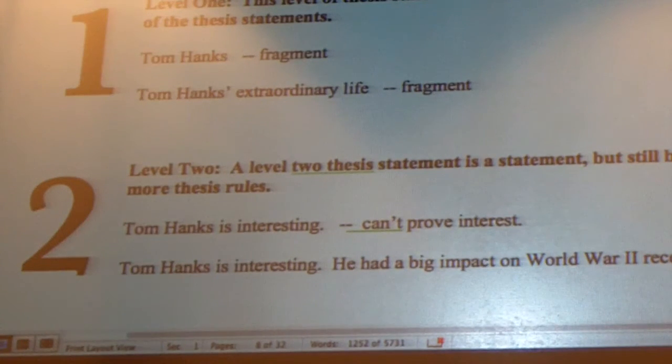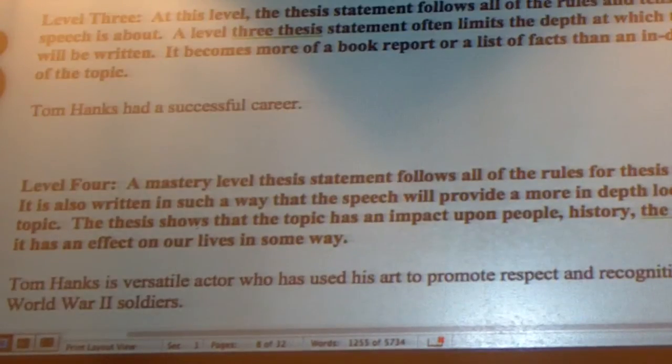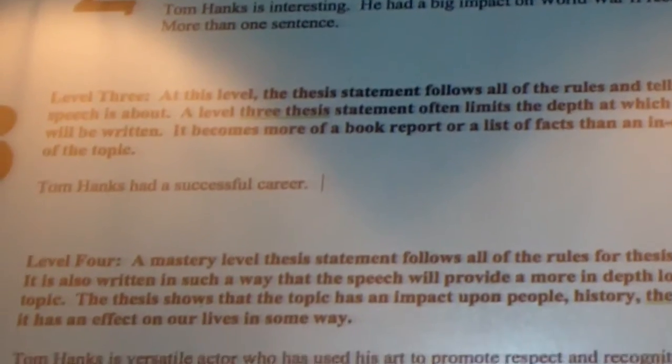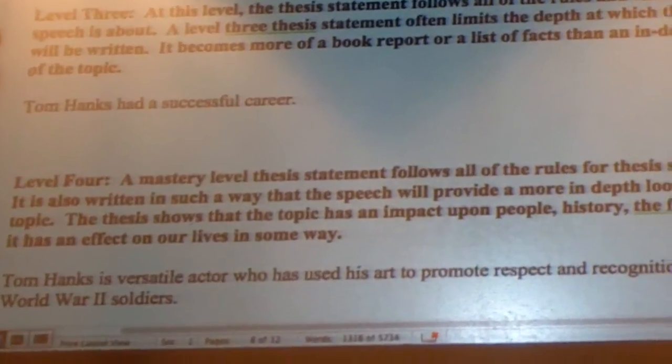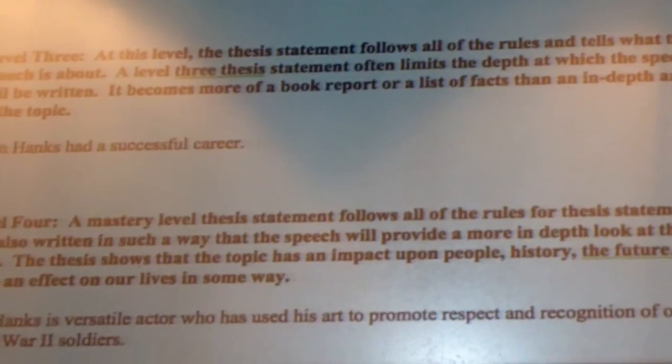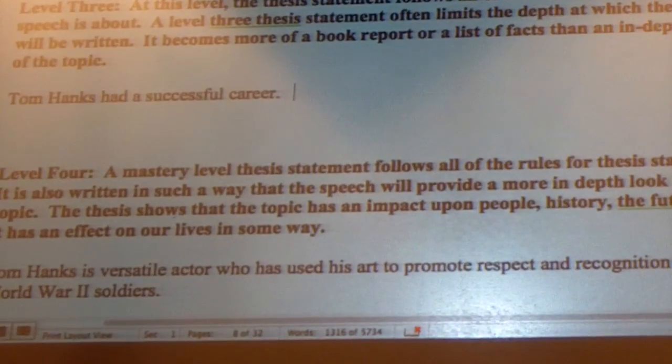So what's wrong with this one is that it is more than 1 sentence. Okay. So then I get to a level 3. It is proficient. It follows all of the rules. Tom Hanks had a successful career. It's 1 sentence. It's not a question. It's a complete sentence. Doesn't list my main points. Can I prove success? Yes, I can. How do I prove success?